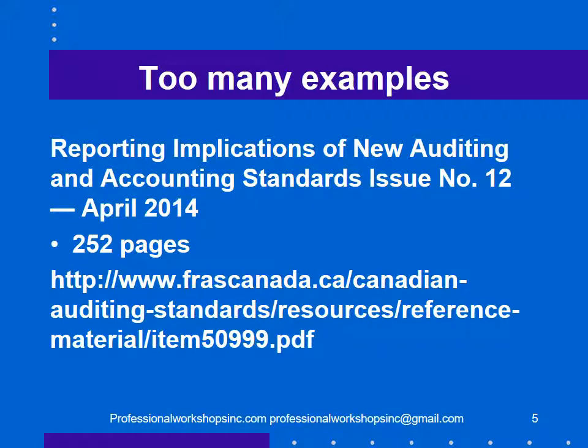And again, there are too many examples. There's the URL, Reporting Implications of the New Auditing and Accounting Standards. This is a Canadian document, 252 pages, but there are many, many examples of modified audit opinions. So if you're struggling to find an example that's relevant to your circumstances, perhaps in the 252 pages, as a matter of fact, almost certainly in the 252 pages, they might have an example for you. There's a lot of examples.